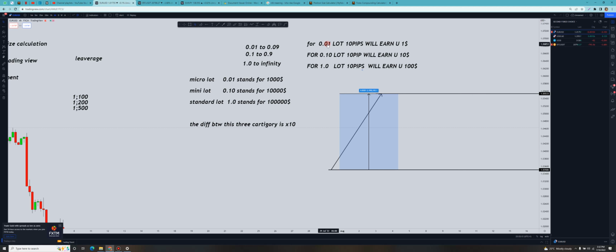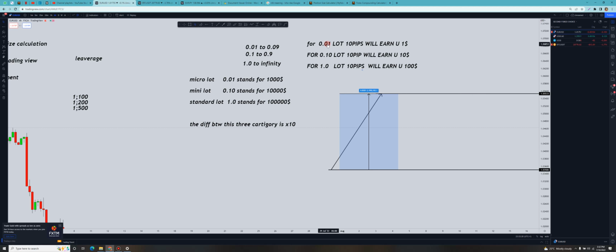That's correct. You are dividing by 5 because 0.02 should give you more money than 0.01. 300 divided by 5. Yeah, you divide by 5.